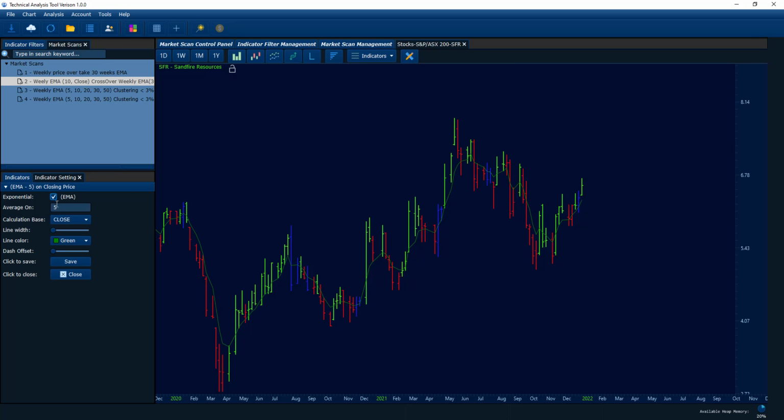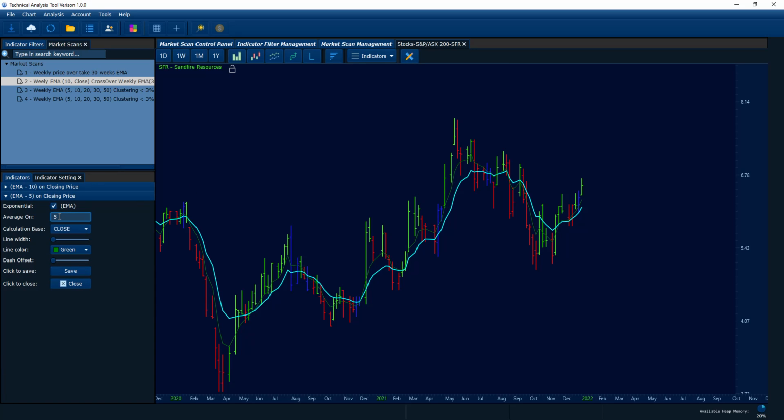Again, let's bring up our 10 weeks fast moving average. We're using 10 weeks EMA. Okay, let's take a look at the 30 weeks EMA as the slow moving average. So this one is a little bit more obvious.